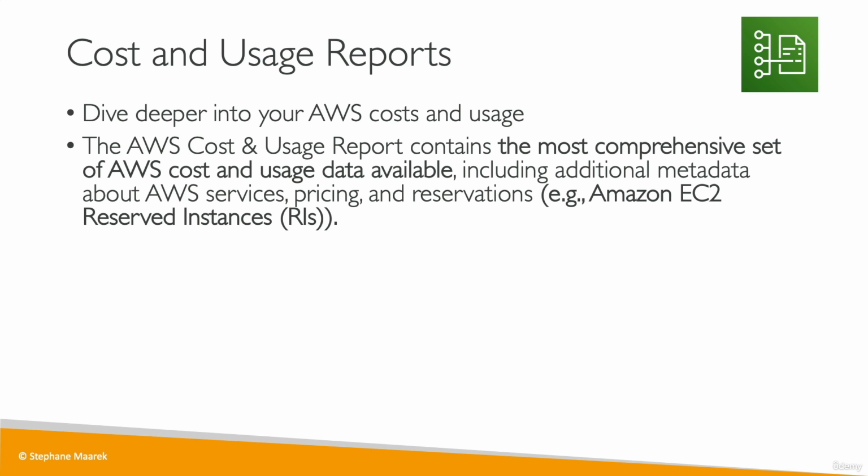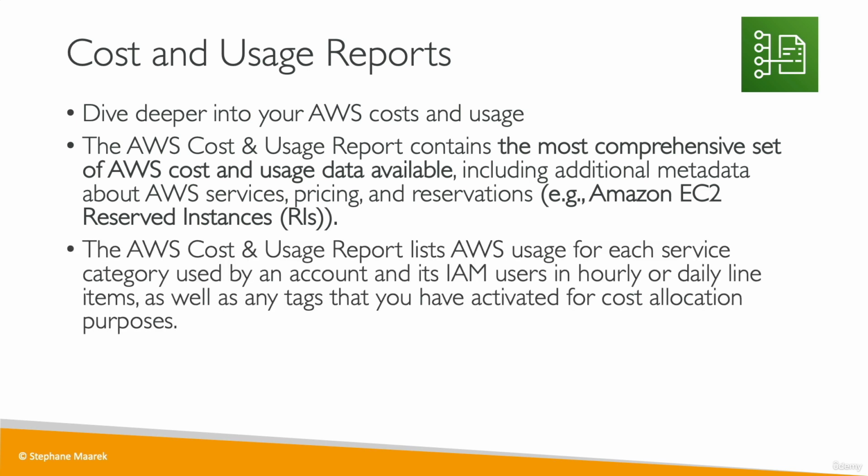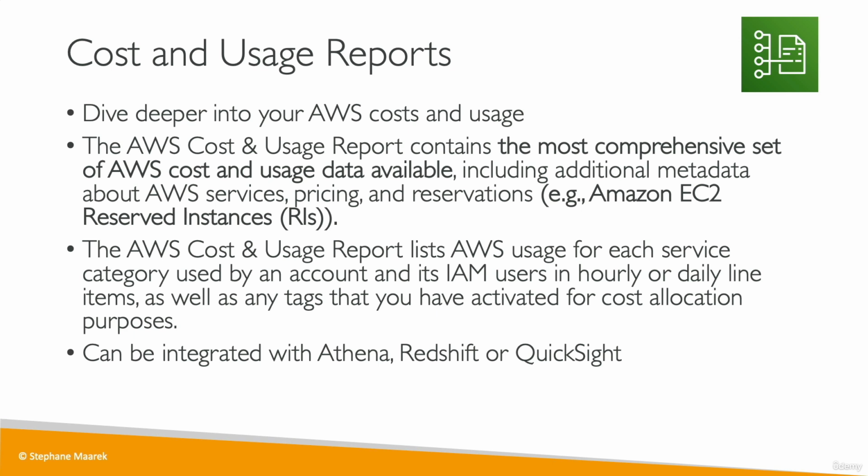It will include all the additional metadata about services, the pricing, and the reservations, so you can get some information, for example, around your Amazon EC2 reserved instances usage. This cost report will give you all the AWS usage for each service category used by an account and its IAM users in hourly or daily line items, as well as any tags that you have activated for cost allocation purposes. And this report can be integrated and analyzed using Athena, Redshift, or QuickSight, which is a dashboarding tool.